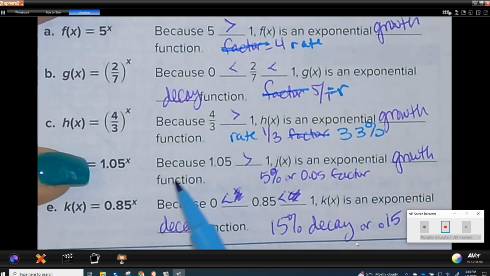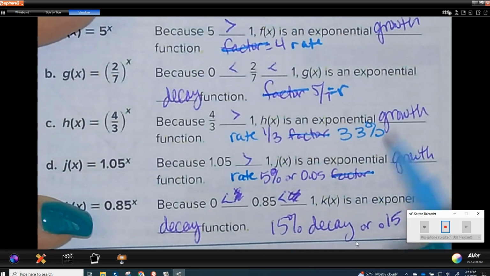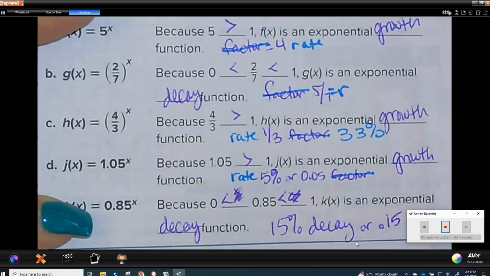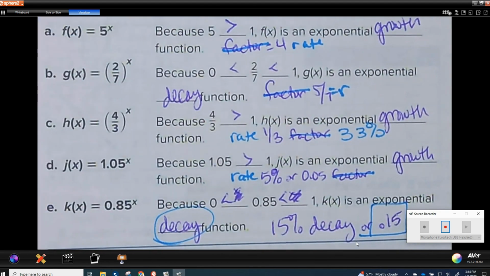5% growth, this is my lottery winnings, so my rate is 5%. And 0.85, which my example is up there, maybe I wrote that after I wrote this, it is decay, and it is 15% decay. All right.